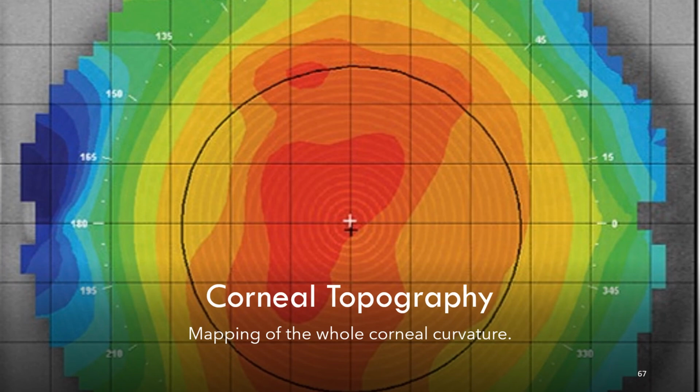Corneal topography provides a detailed mapping of the entire corneal curvature. It's used for contact lens fitting, prior to refractive surgery, and when assessing keratoconus. Here it's helpful to remember that warmer colors generally mean that something is much, much steeper. So red is a fairly steep structure on this cornea.